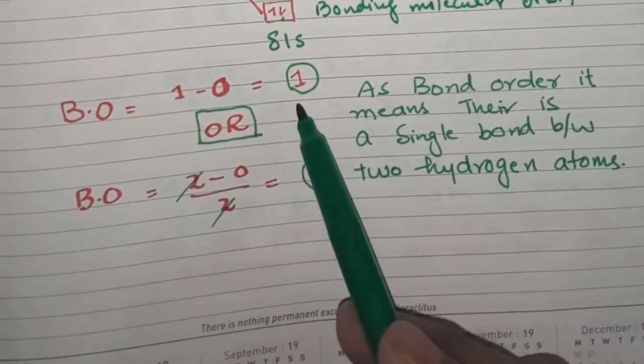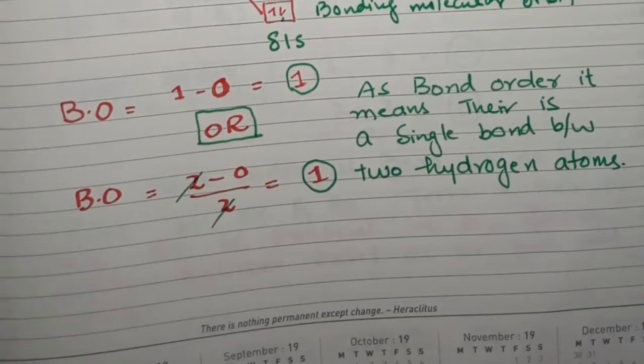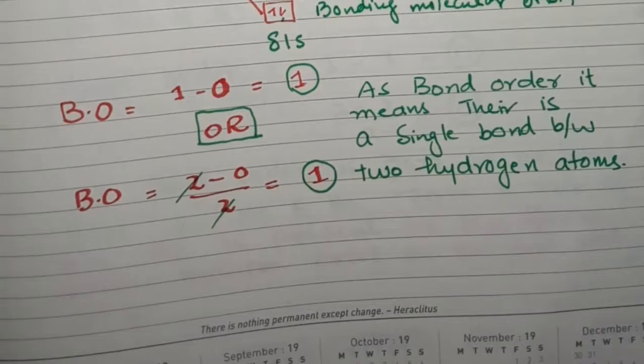Now as the bond order is 1, the bond between two hydrogens is a single bond, and that single bond is called a sigma bond. So that is the evidence that hydrogen can exist in H2 form.